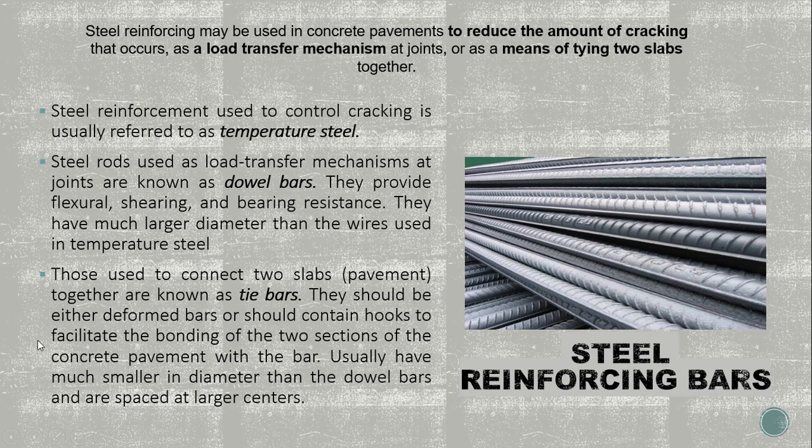They have much larger diameter than the wires used in temperature steel, while those used to connect two slabs or pavements together are known as tie bars. They should be either deformed bars or should contain hooks to facilitate the bonding of the two sections of the concrete pavement with the bar, usually have much smaller diameter than the dowel bars, and are spaced at larger centers.